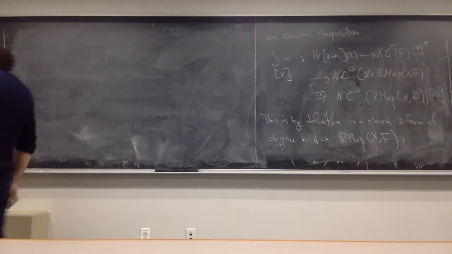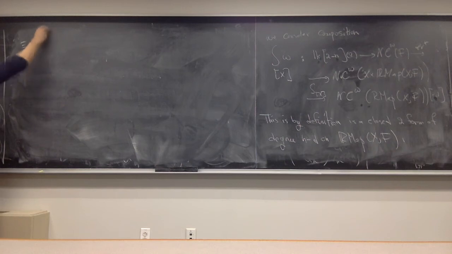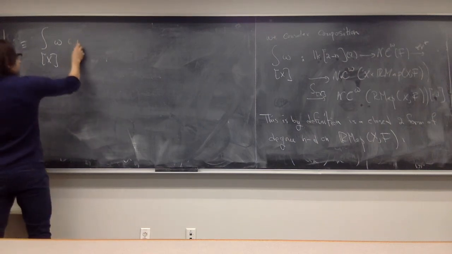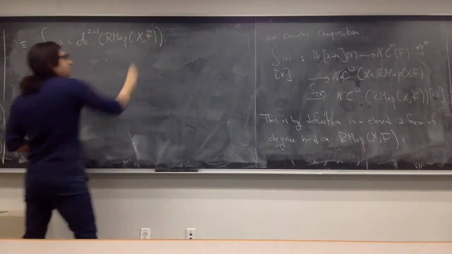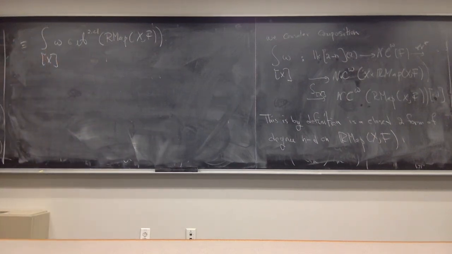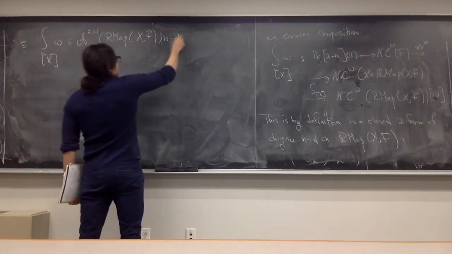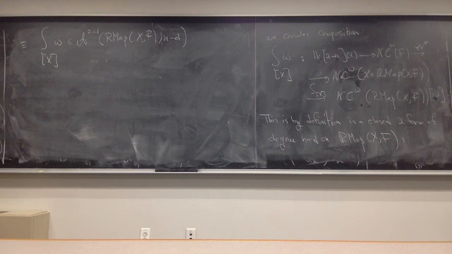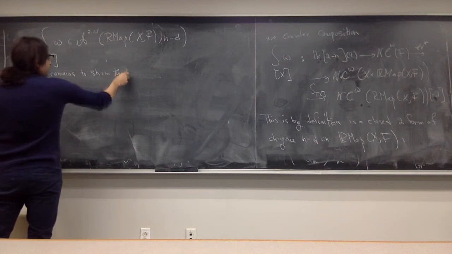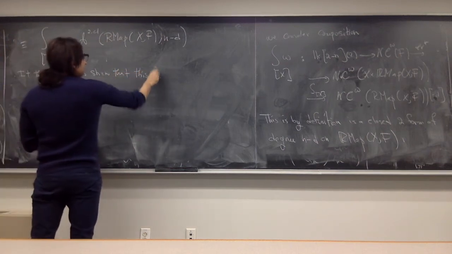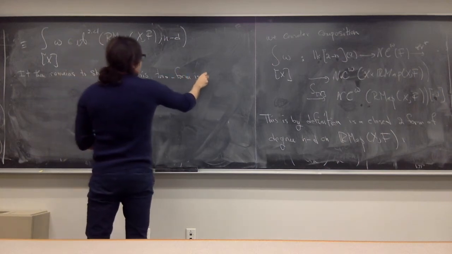Okay. So this is basically telling you that integrating this symplectic form along the orientation of X gives you something in here. Then it remains to show that this form is non-degenerate. This 2-form is non-degenerate.